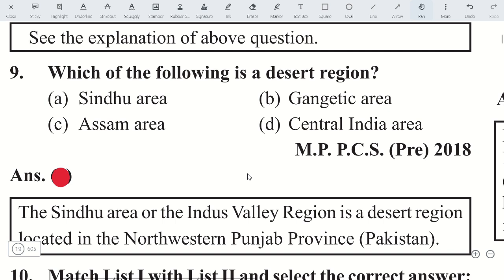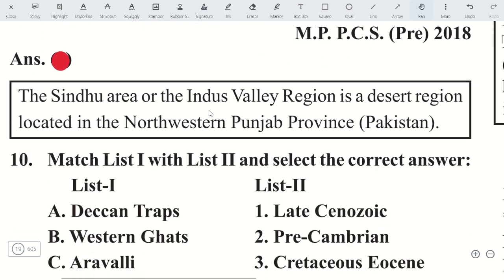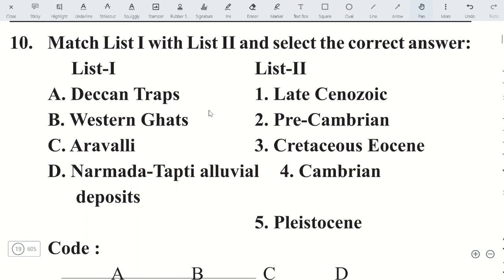Which of the following is a desert region? A Sindhu area, Assam area, Gangetic area, Central India area. Assam area is fertile, Gangetic area is fertile. Central India is not desert. Actually, this is the Sindhu area, because glaciers are found in this area, the Ladakh region, and those are called desert. What is desert? If a place is devoid of vegetation, it is called a desert region. Let's move on to the next question.